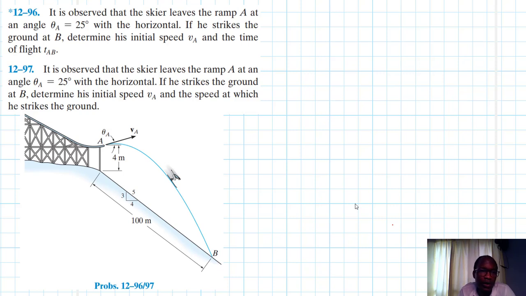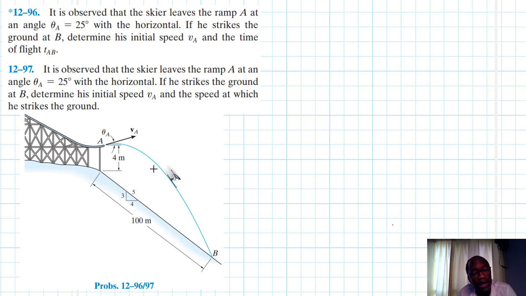The problem reads: It is observed that the skier leaves the ramp A at an angle theta A equal to 25 degrees with the horizontal. If he strikes the ground at B, determine his initial speed VA and the time of flight TAB. In the second case, it is observed that the skier leaves the ramp A at an angle theta A equal to 25 degrees with the horizontal. If he strikes the ground at B, determine his initial speed VA and the speed at which he strikes the ground.